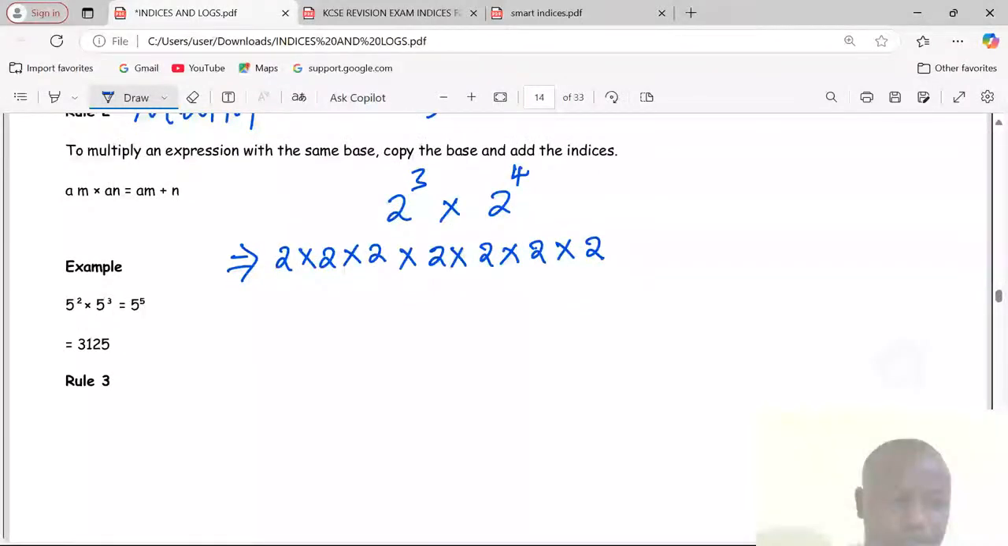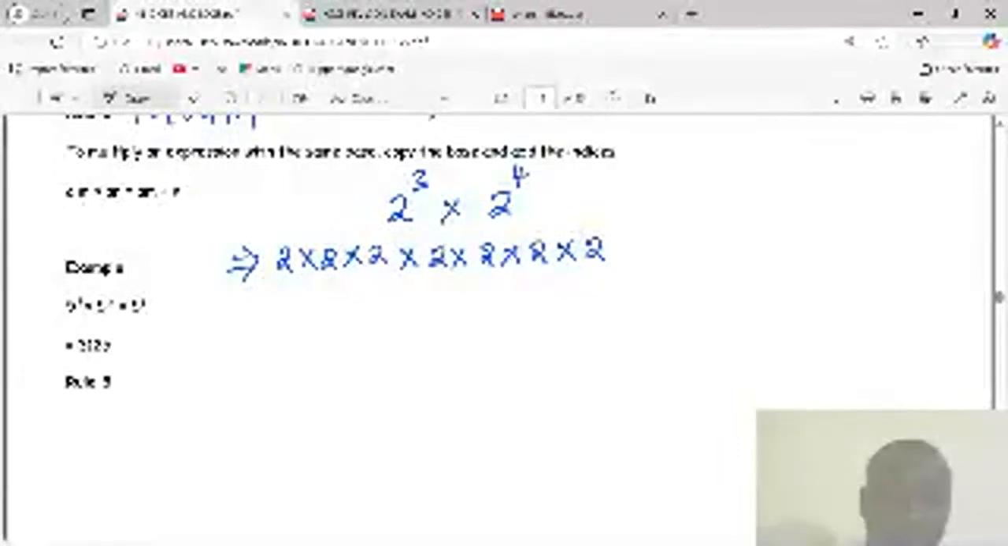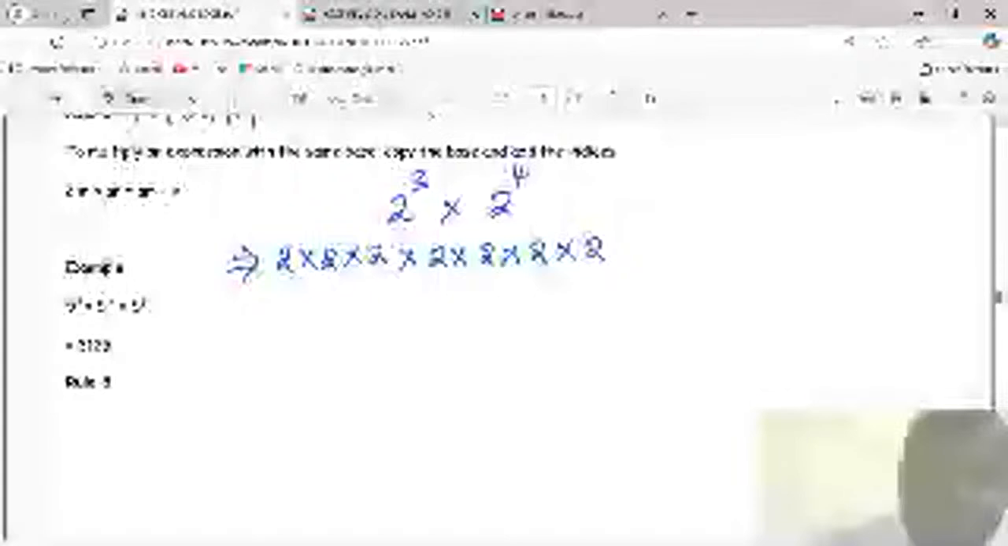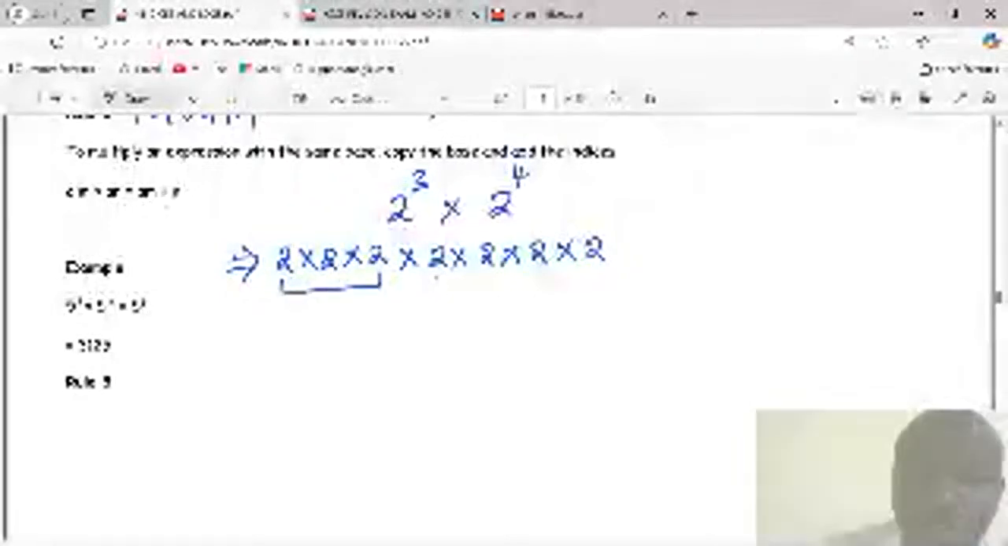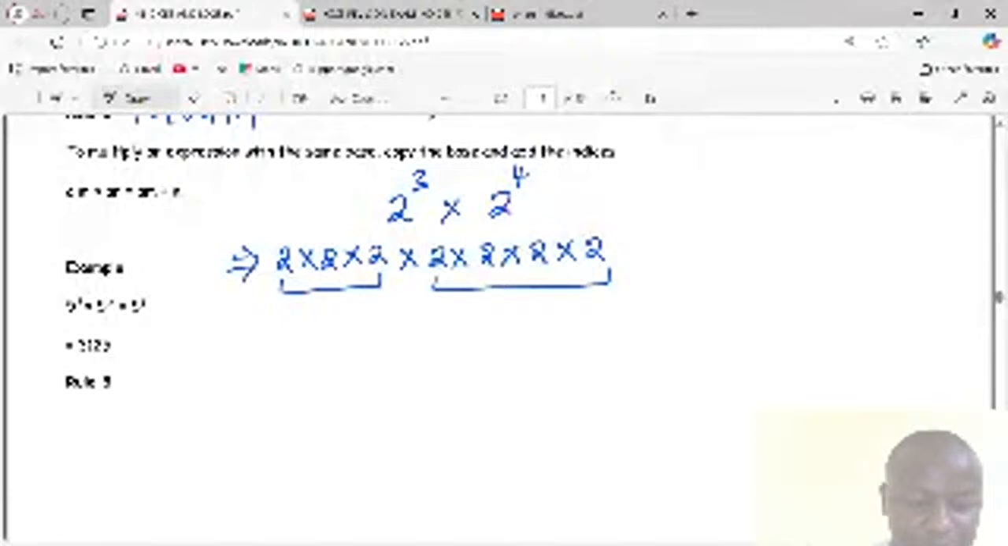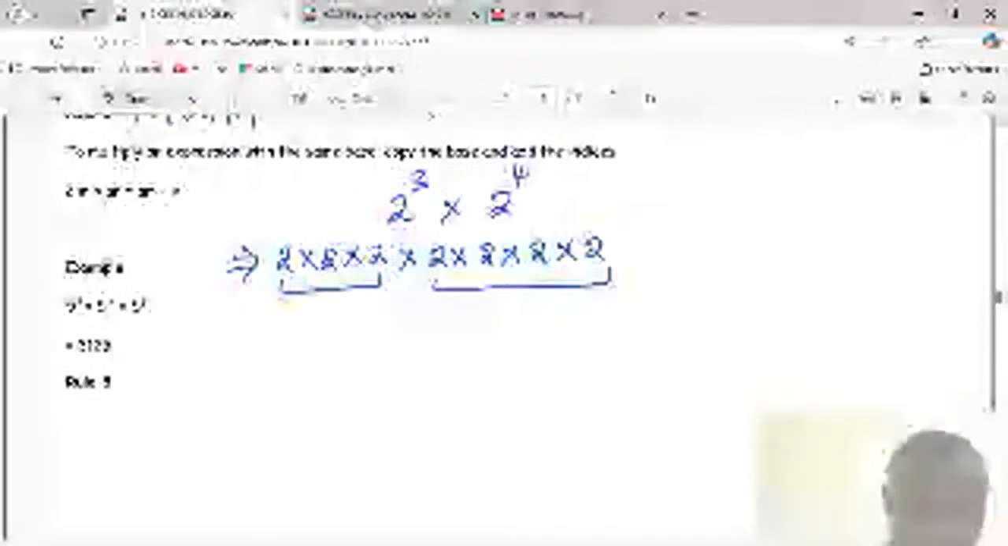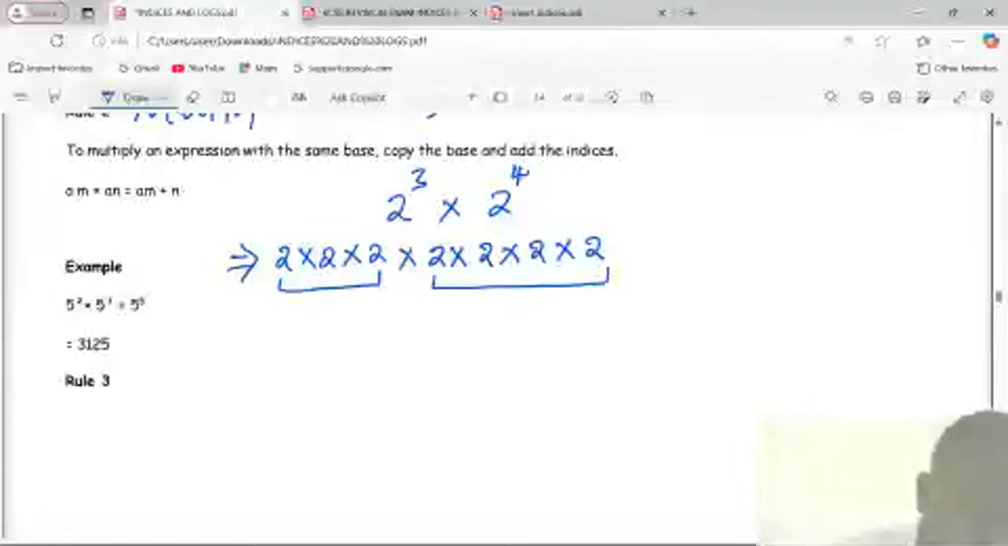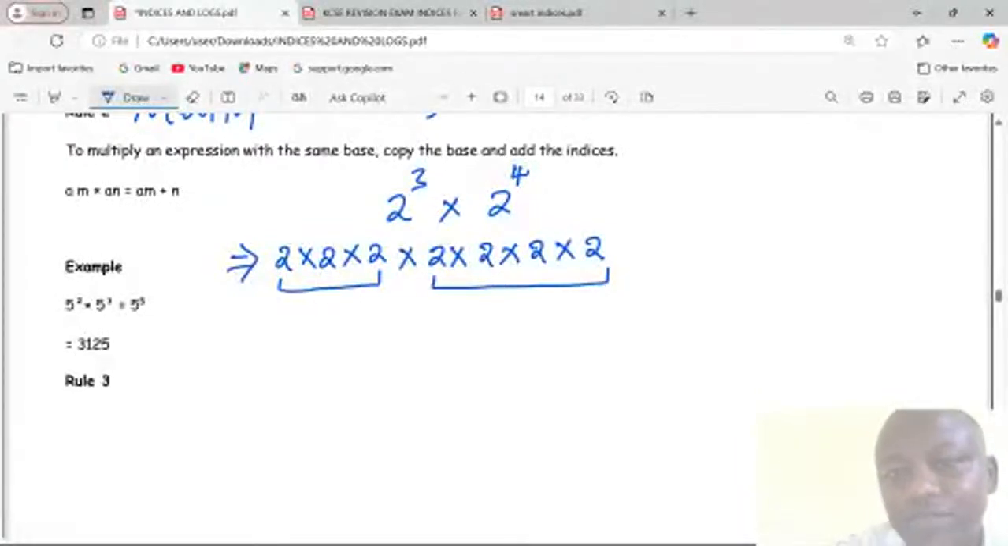So this is where we are, whereby we are having a 2 power 3 at this point, then 2 power 4, at that point. Yes. So you look and you discover that at the end of the day, we are having 2.